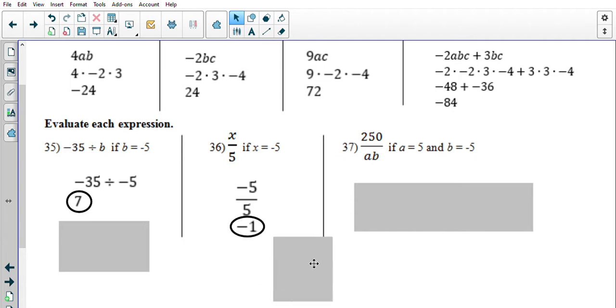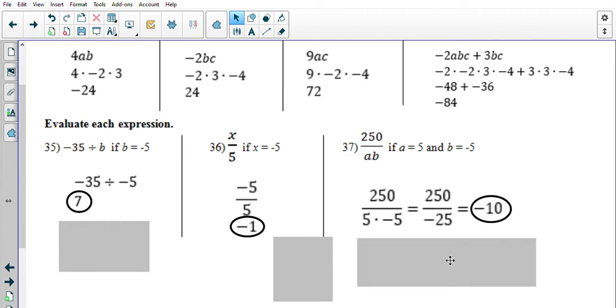Good. Number 37, replace a with 5 and b with negative 5. So you're going to get, I'll just pull all this down, 250 over 5 times negative 5. Don't forget that multiplication between them. 5 times negative 5 is negative 25, and 250 divided by negative 25 is negative 10.